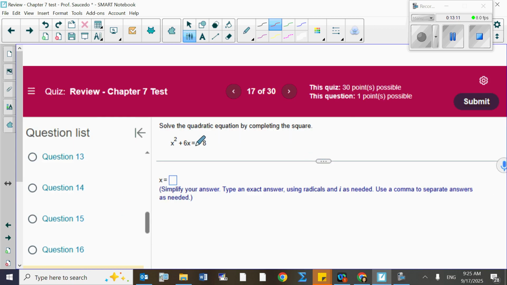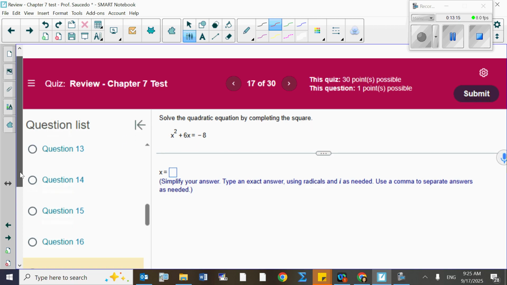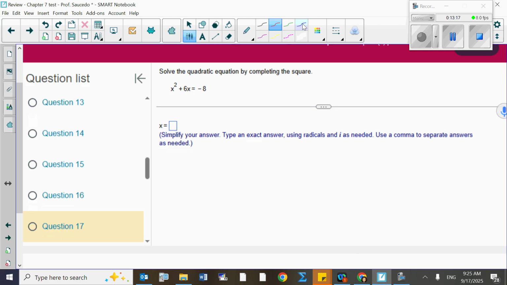Now we want to solve this equation by completing the square. So in order to solve it this way, this is what I'm going to do. x squared plus 6x equals -8. I need to add something to make the left side a perfect square. What am I going to add here?